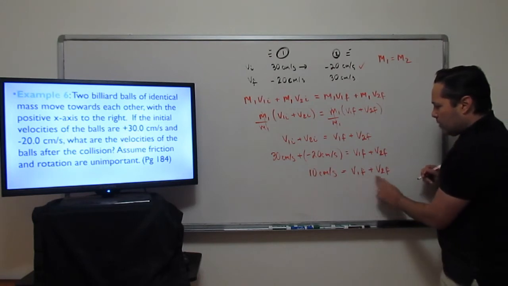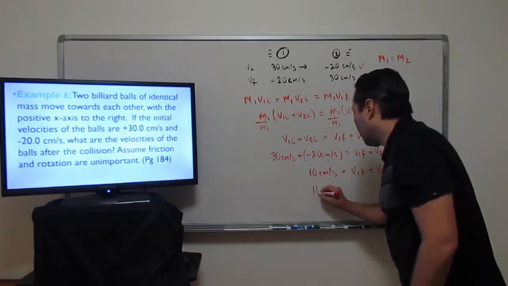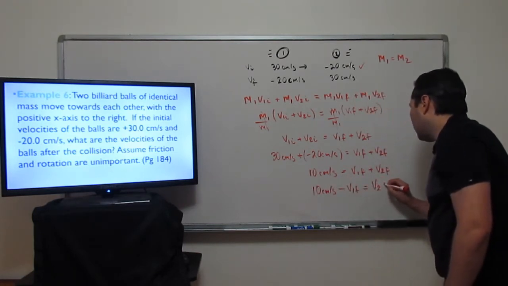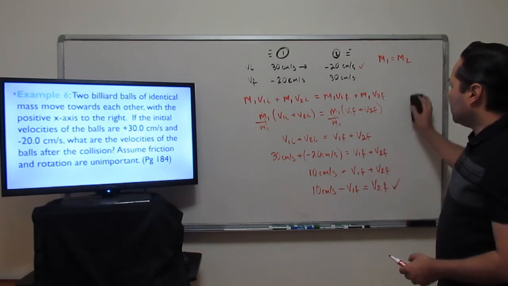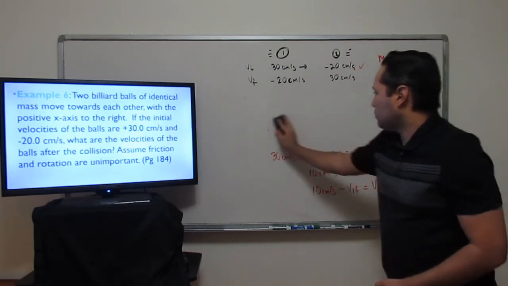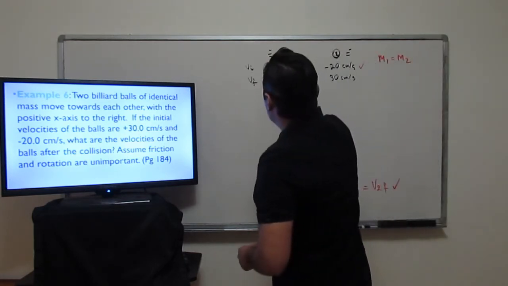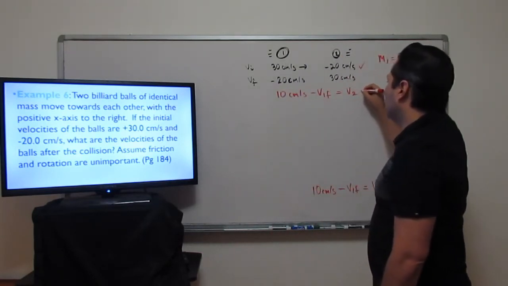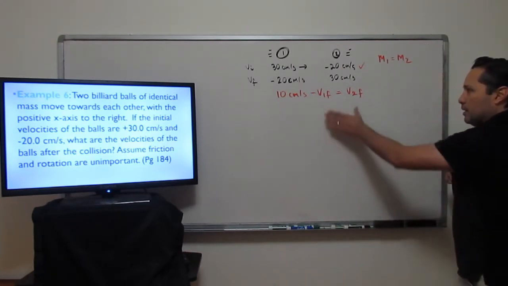Alright, let's go ahead and figure out V2 final. So we're going to get the V1 final and move it over to this side. I want to isolate one of the variables. So we're going to end up with 10 centimeters per second minus V1 final is equal to V2 final. Alright, so that's the first formula that we're going to use. I'm going to erase a lot of this because I need the board space and rewrite that formula right there at the bottom. So we have 10 centimeters per second minus V1 final is equal to V2 final as well.